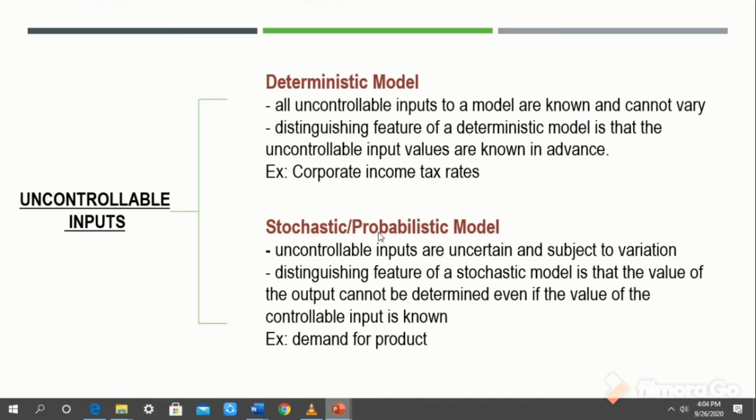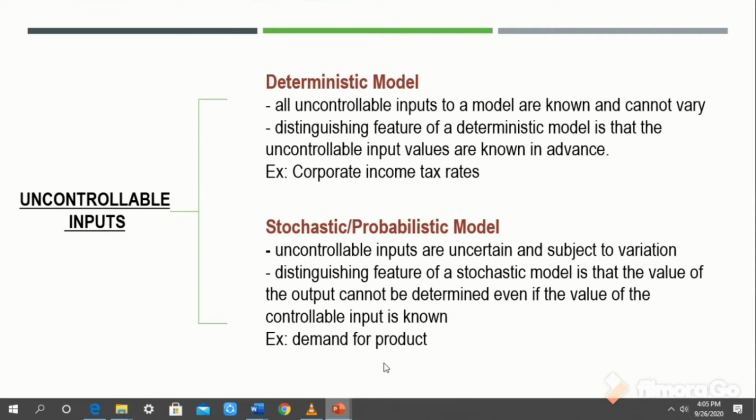While stochastic or probabilistic models have uncontrollable inputs that are uncertain and subject to variation. So the distinguishing feature of a stochastic model is that the value of the output cannot be determined even if the value of the controllable input is known. For example, demand for product.